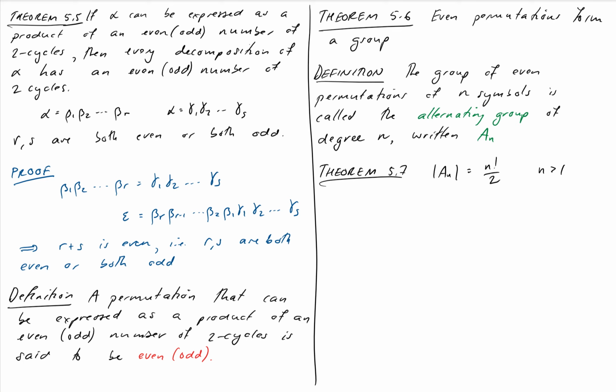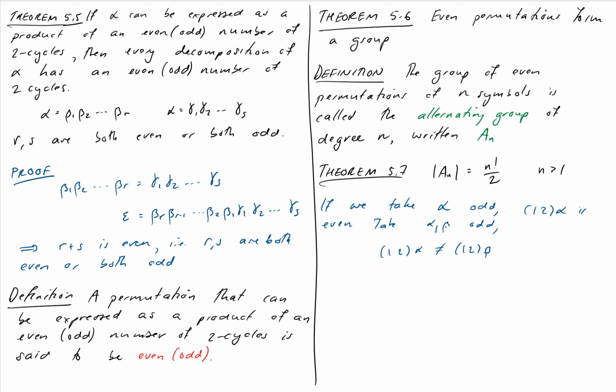So the size of the alternating group, the number of even permutations that there are, is half of the number of permutations that there are in total. Why is that? Well, if we take an odd alpha, then (1 2) times alpha is going to be even. Okay, and so let's take alpha and beta to be odd. Then (1 2) alpha is not equal to (1 2) beta.